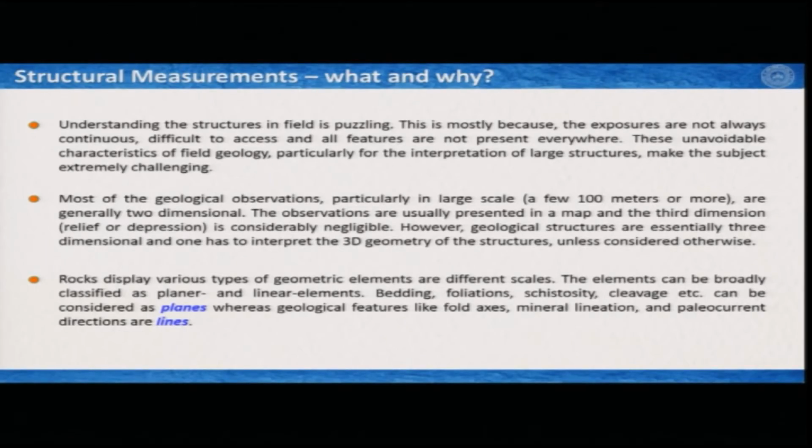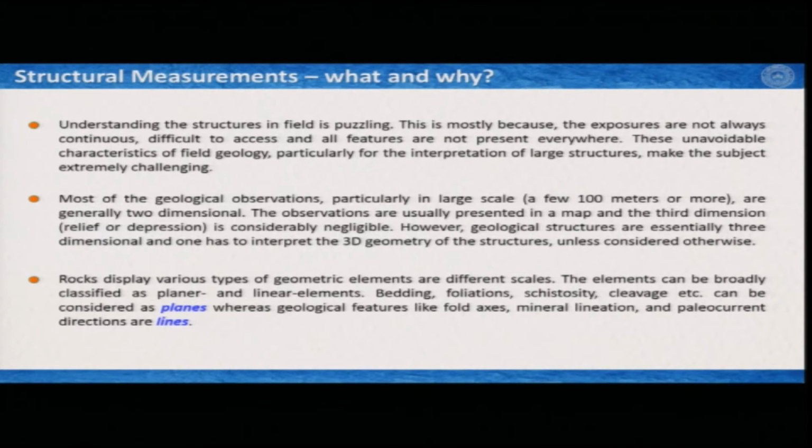There is also one point I would like to mention here, that most of the geological observations that we make in the field, particularly at large scales, are generally two dimensional. Though we see in the field a few meters elevation or a few kilometers elevation when you work on active orogenies, otherwise when we think of the long or large horizontal scale, then the third dimension does not matter. However, it is important that we also interpret the third dimension unless we are working in our 2D models. But third dimension geometry is important because most geological deformations do happen in 3 dimensions.